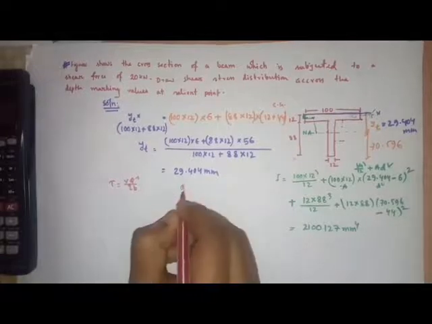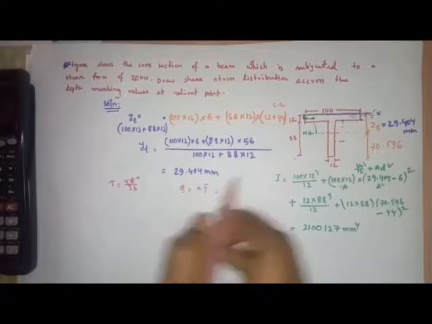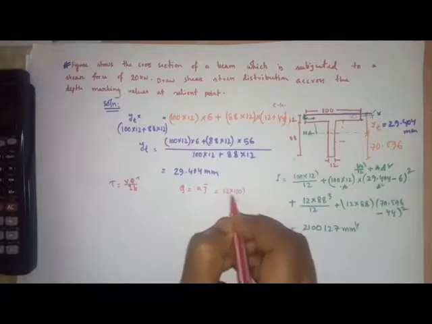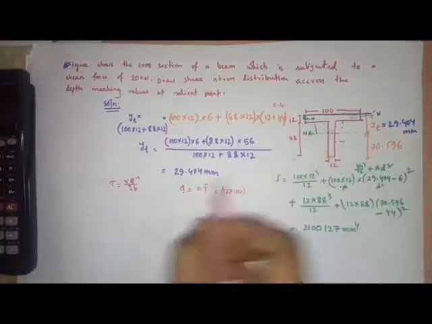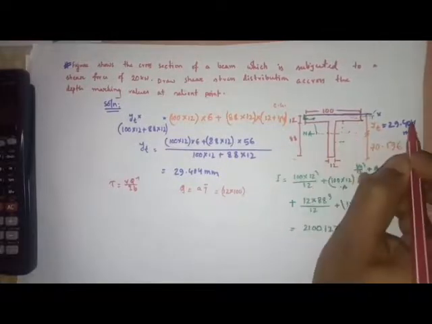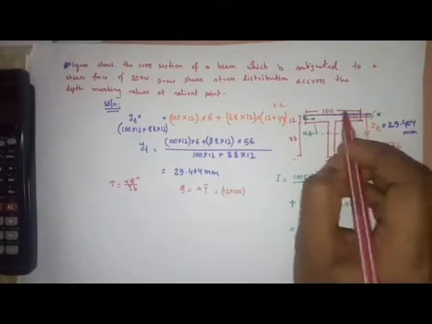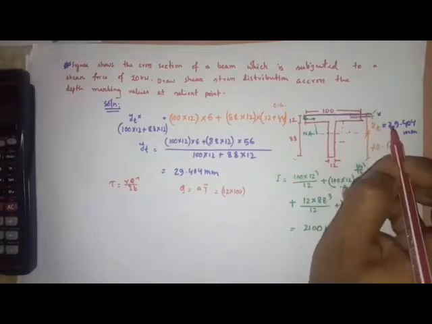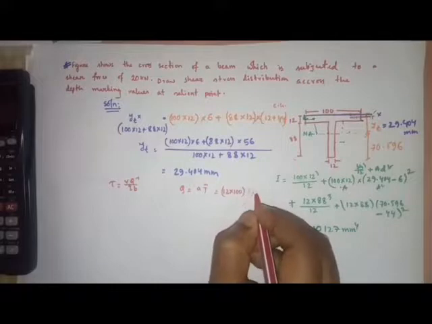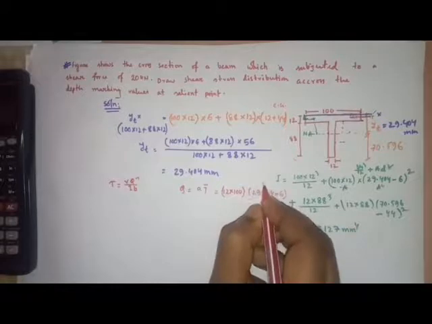So you know Q is equal to A y bar. This A is this area, so it will be 12 into 100. And what will be the y bar? So y bar is nothing but this is 20, from here this is 29.404, and this one's centroid is from 6 mm from this x, so you have to deduct 6 mm from 29.404. So 29.404 minus 6, this will be the y bar.